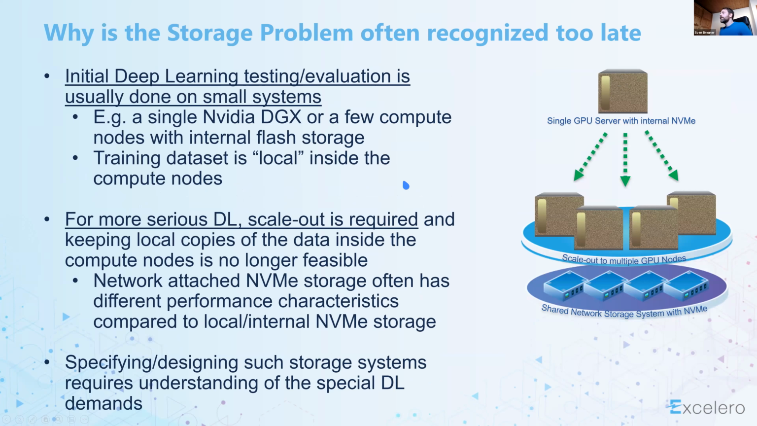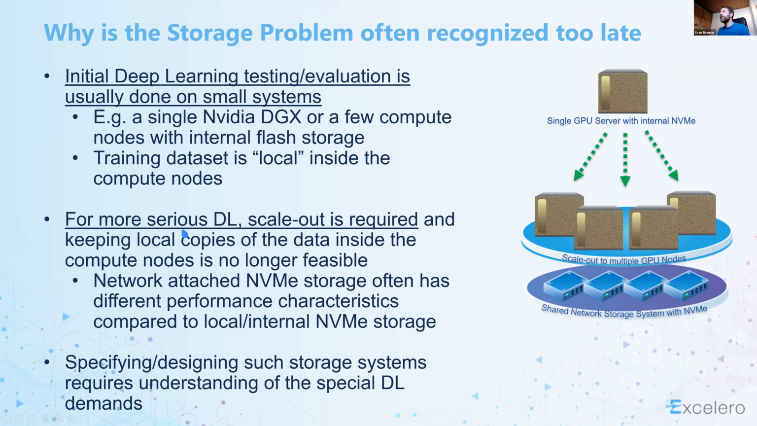You're already in this session, so you're about to learn what this problem is, or already learned it. But what I saw very often is that this problem of storage is often recognized only too late. So where does that come from? Well, that's simple. Typically, when you're starting to evaluate deep learning, you start with a very small system, a rather small data set. So what you typically do is you take your one or few GPU nodes, put the data set on internal local NVMe storage inside the nodes, and everything runs fine.